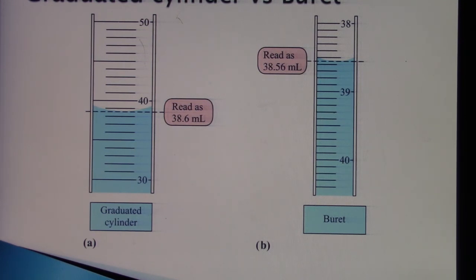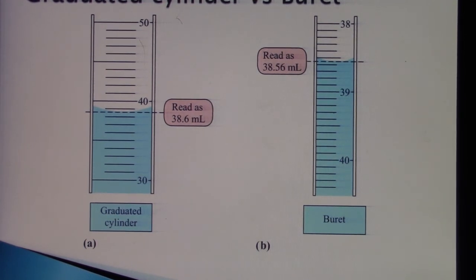So we're going to estimate. For sure we know it's between 38 and 39. So we're going to estimate that reading as 38.6 milliliters. Now, would it be wrong if somebody said 38.5? Probably not, or even 38.7. So always keep in mind the estimated digit's always subject to error. But in this example, we'll record it as 38.6 milliliters.